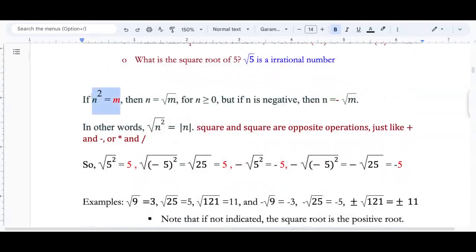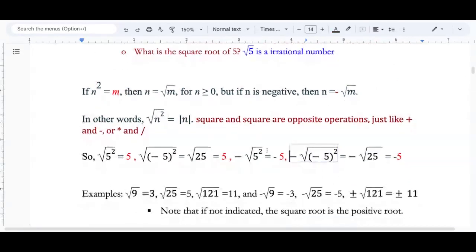So if we have n squared equals m, we can write n equals the square root of m, well, that is for n greater than or equal to 0. If n is negative, we would write n equals negative square root of m. Right? In other words, the square root of n squared is the absolute value of n.